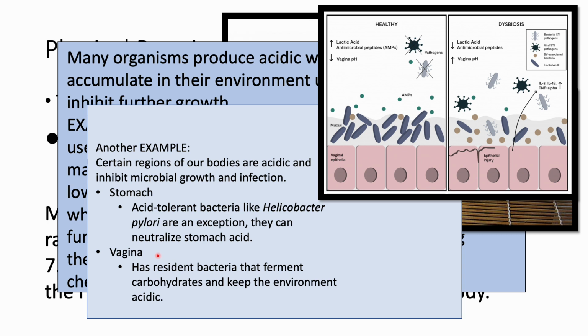Another example of an acidic location of the body is the vagina. The vagina actually has this resident Lactobacillus bacteria, a lactic acid producing bacteria. And just like we saw with the cheese, it produces lactic acid and makes a more acidic environment where bad bacteria can't grow. And that's fantastic because it really helps the microbial community stay in check in the vagina.